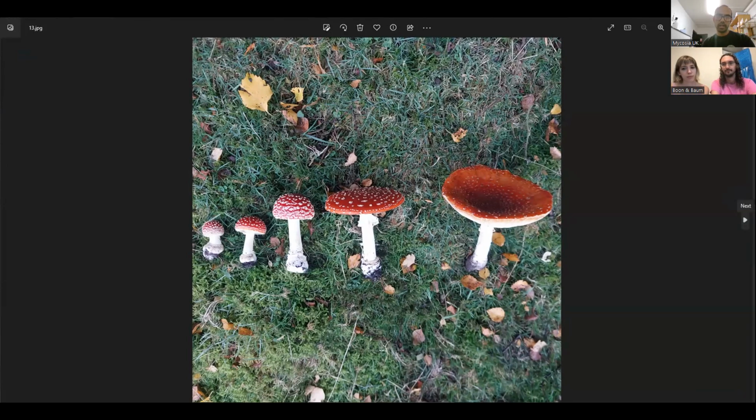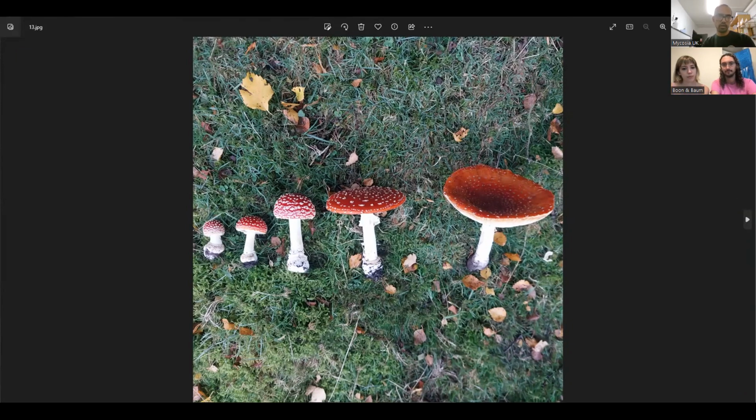These are fly agarics in their different sizes as they grow. And these are mycorrhizal fungi. These are the fungi that we normally refer to when we talk about the Wood Wide Web. So these fungi are really awesome.